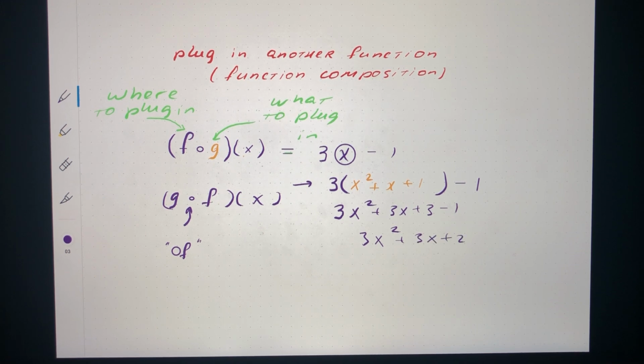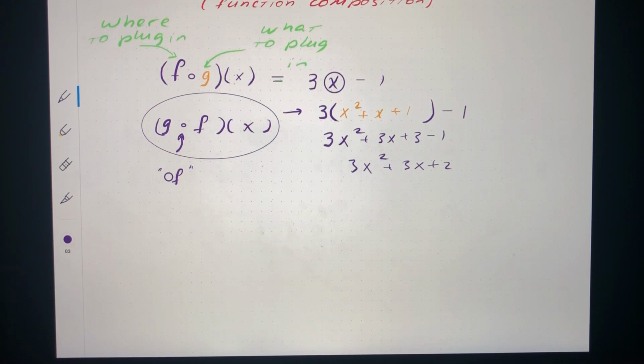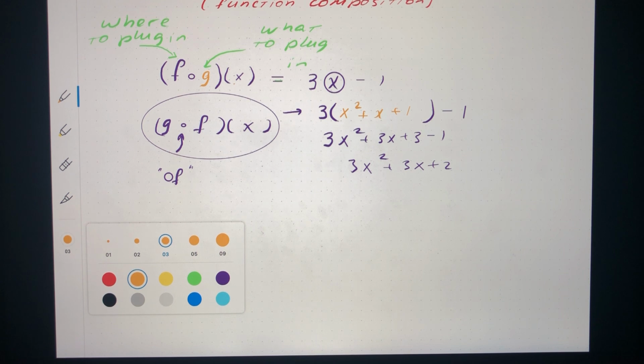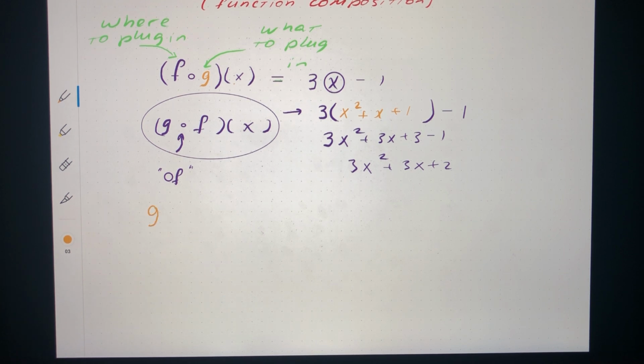Now, if we do the other way around, the g of f, that answer will be different. So switching the order makes a big difference. And if we wanted to see just how different that would be, let's have a look. Into the function g, each time we see the x, we're going to plug in all of the function f. So here is the function g.